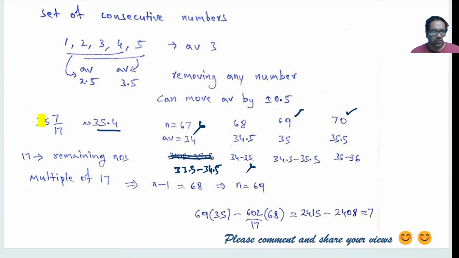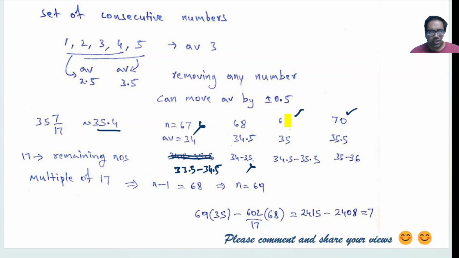Now here we are also given the new average is 35 7 by 17. The denominator 17 is there. What does that mean? After one number is removed, the number of numbers remaining should be a multiple of 17. Otherwise 17 will not come in the denominator. Whatever numbers these are, this is the average of some numbers, and in this the denominator is 17. The number of numbers for which this is the average should be a multiple of 17. What does that mean? n minus 1 is a multiple of 17.